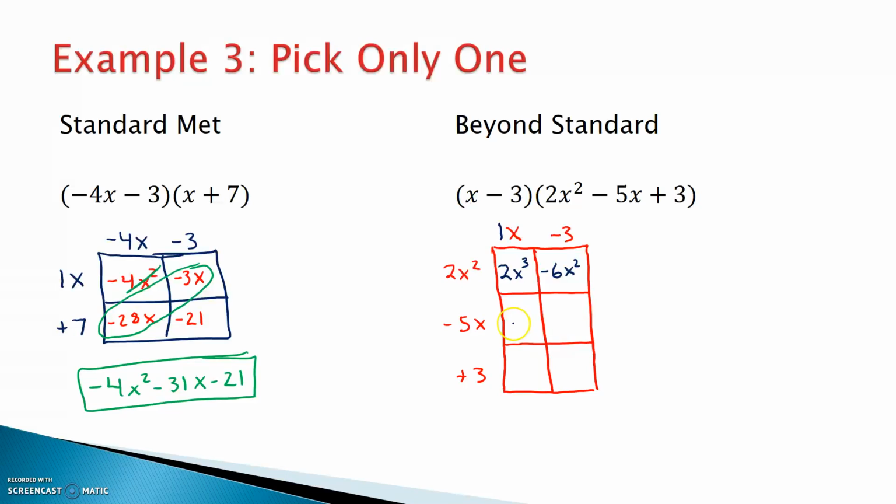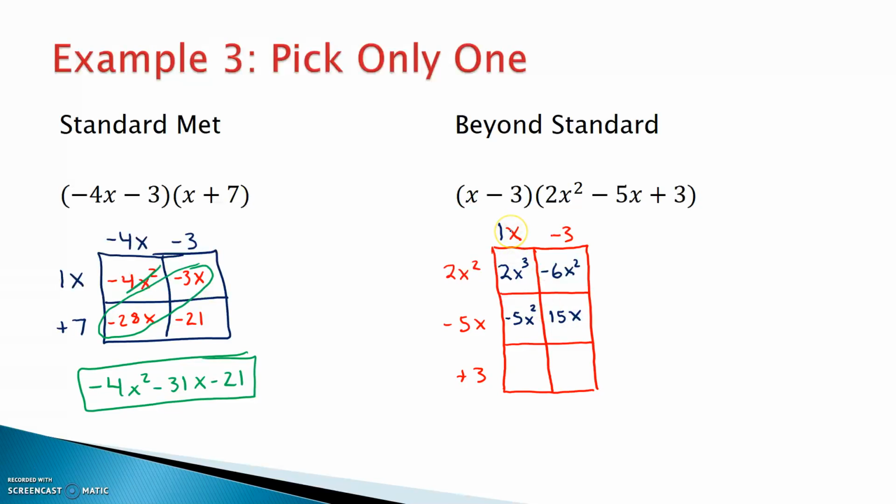Let's move down here to the next row. What is 1 times negative 5? That is negative 5. Now be careful here. X times an x is x to the second power. What is negative 3 times a negative 5x? Negative times a negative is a positive. 3 times 5 is 15x.